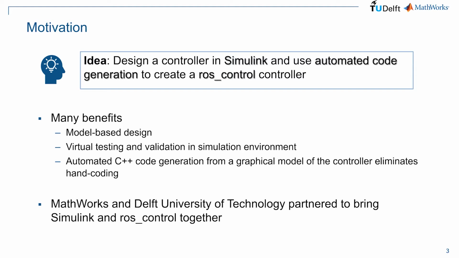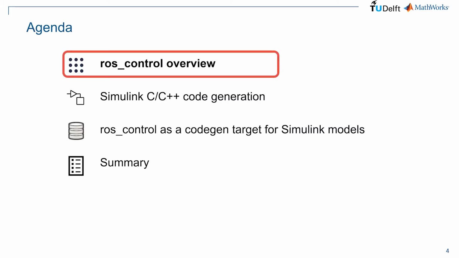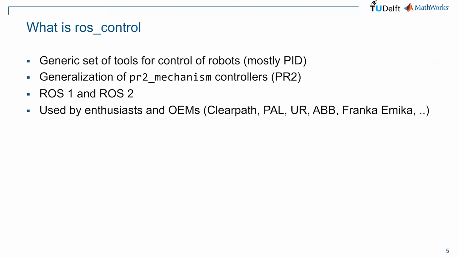And somewhere in mid-2020, I took this idea, which was really just an idea at that point, and I talked to Matt and then finally to MathWorks, and luckily they saw the benefit in this as well, and we partnered up to try and get Simulink and ROS control to do nice things together. So that's the motivation behind the project. And today I'm going to be giving a very brief overview of what we ended up doing and what the current status is. And first I'm going to give you a short ROS control overview.